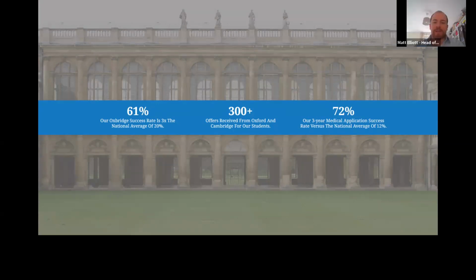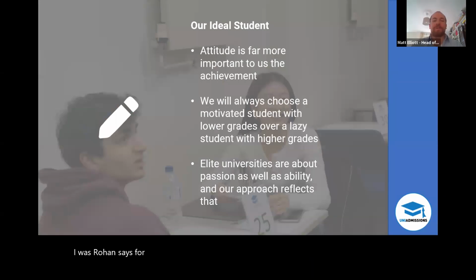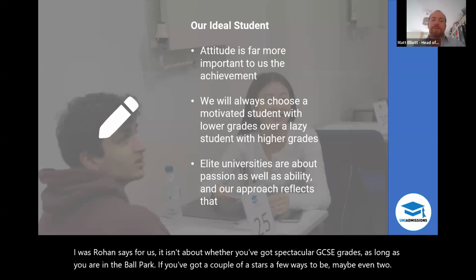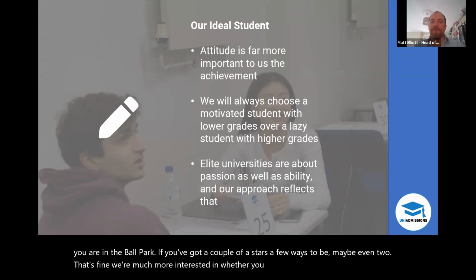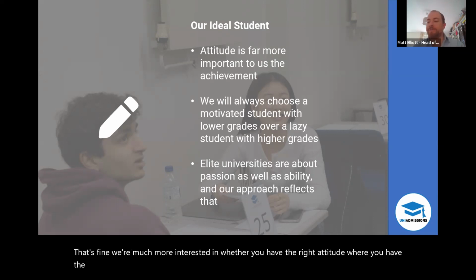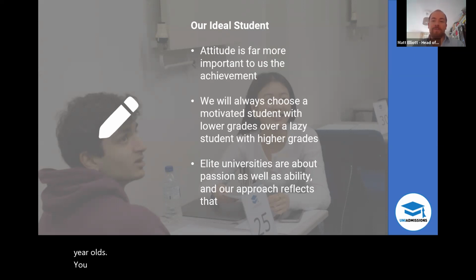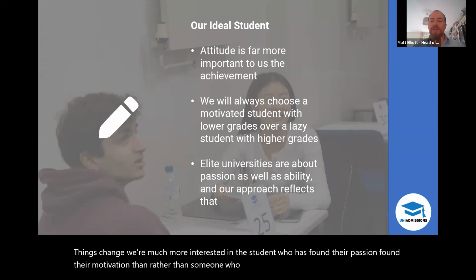Yeah, as Rohan says, for us, it isn't about whether you've got spectacular GCSE grades. As long as you are in the ballpark, if you've got a couple of A stars, a few A's, a B, maybe even 2, that's fine. We're much more interested in whether you have the right attitude, whether you have the potential, than what you've achieved so far. It wouldn't make sense to make a judgment on someone based on what they had done when they were 14 or 15. 14 and 15-year-olds, things change. We're much more interested in a student who has found their passion, found their motivation, rather than someone who has been coasting along because they're good but lazy.